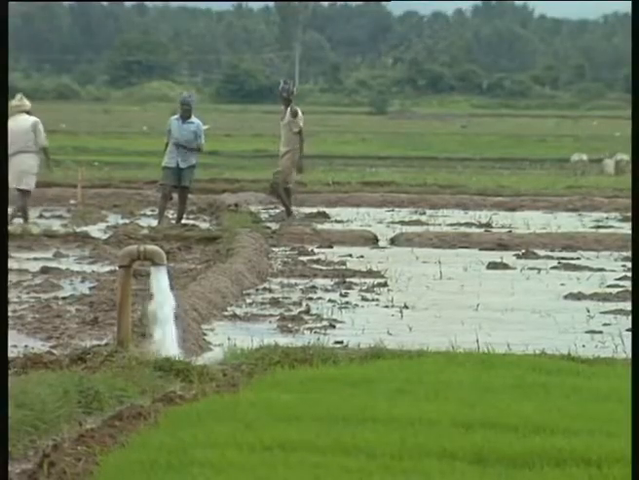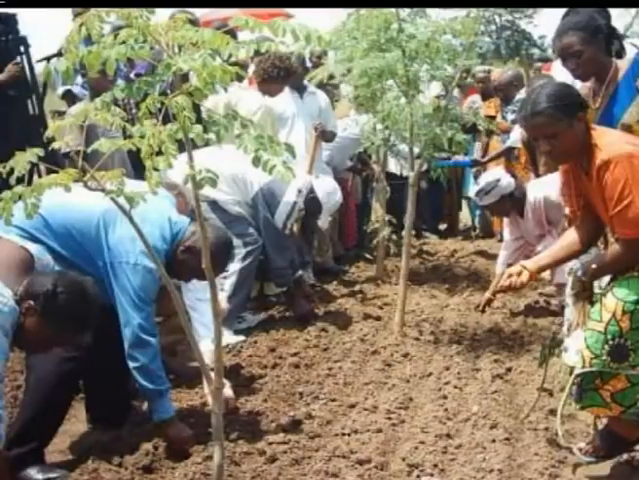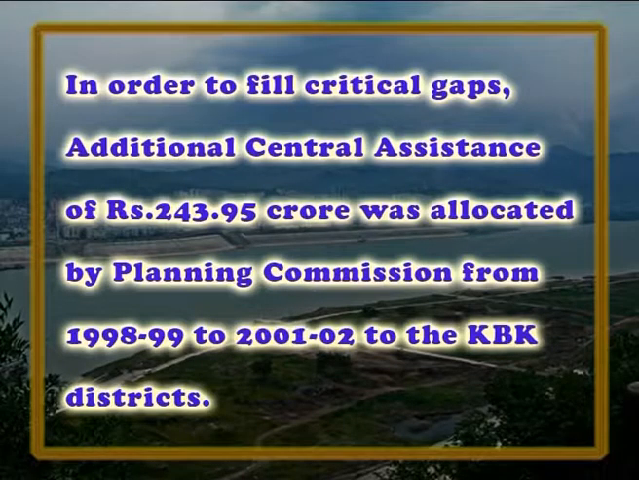The plan consists of a central plan and centrally sponsored schemes in various sectors, namely agriculture, horticulture, watershed development, afforestation, irrigation, health, drinking water, emergency feeding, welfare of SCs and STs, and rural connectivity. In order to fill critical gaps, additional central assistance of Rs 243.95 crore was allocated by the Planning Commission from 1998-99 to 2001-2002 to the KBK districts.